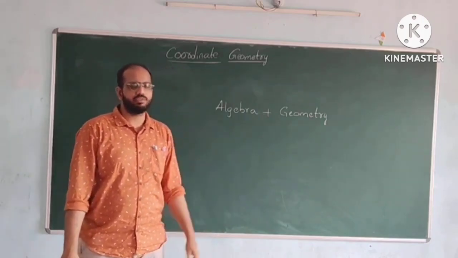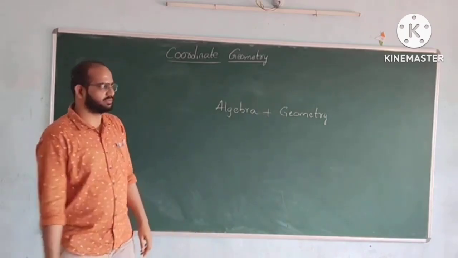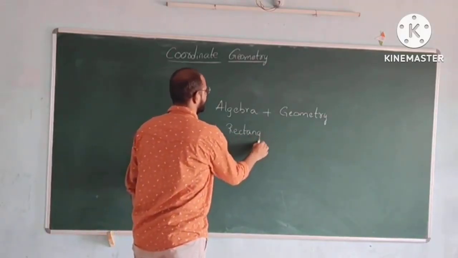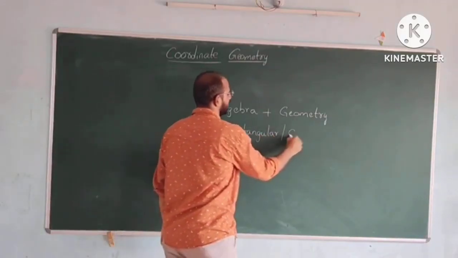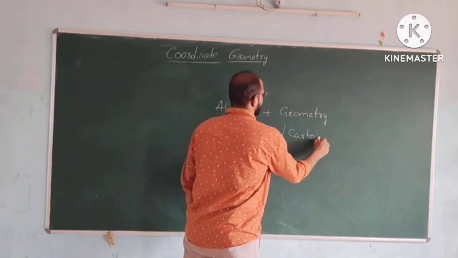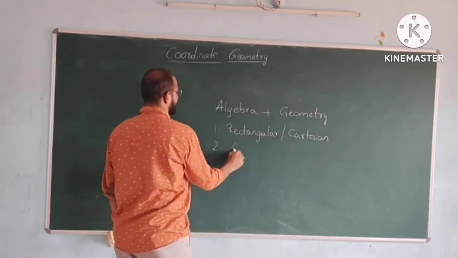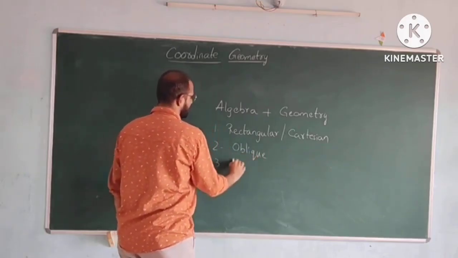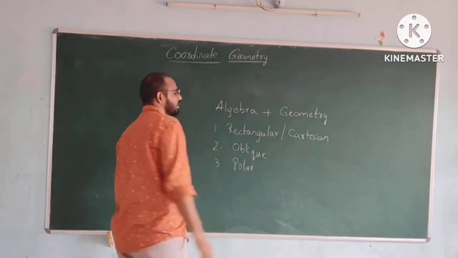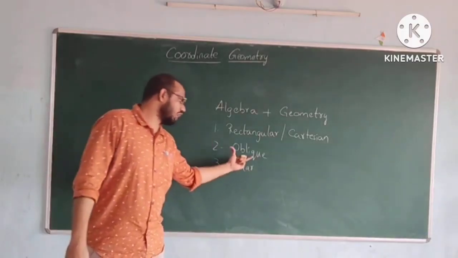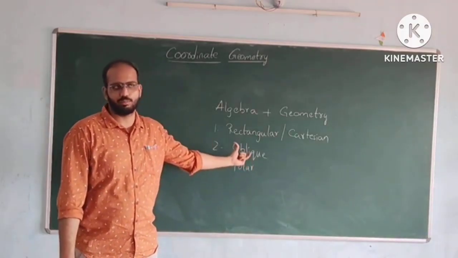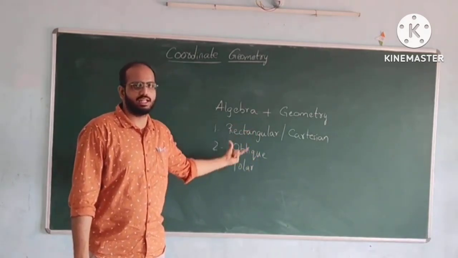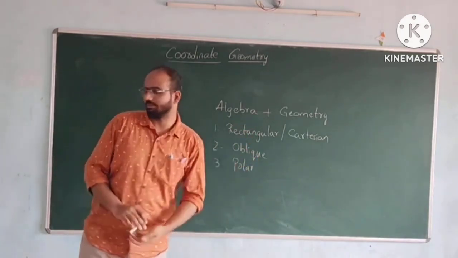In coordinate geometry, we have three different types of coordinate systems. The first one is the rectangular or Cartesian coordinate system. The second one is the oblique coordinate system. The third one is the polar coordinate system. Now, this oblique coordinate system is out of the scope of the intermediate syllabus, so we need not discuss this. We will discuss only the rectangular coordinate system and the polar coordinate system.